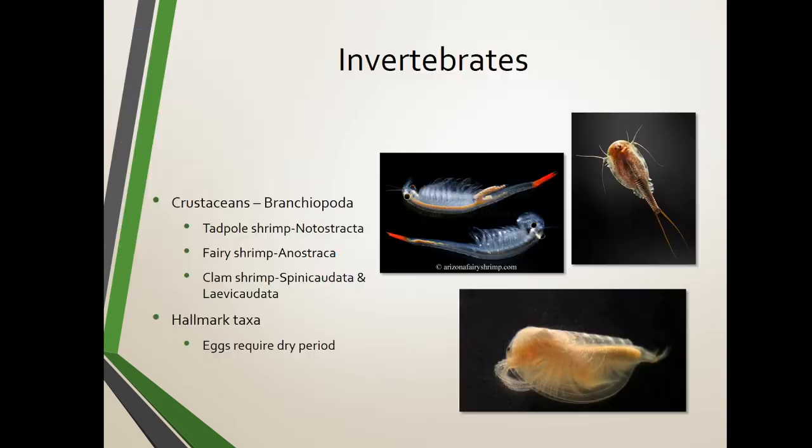On the animal side, you find a lot of really cool invertebrates. One of the most common species that we see dominating these temporary ecosystems are branchiopods. Branchiopods being fairy shrimp, clam shrimp, and tadpole shrimp. They're some of my favorite things. They're really the classic hallmark taxa that we find in these temporary water bodies. And one of the things that they all have in common is that the eggs require a dry period. Without a dry period, the eggs won't hatch out.